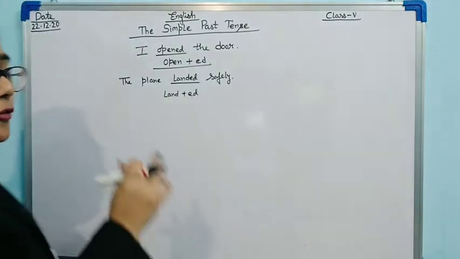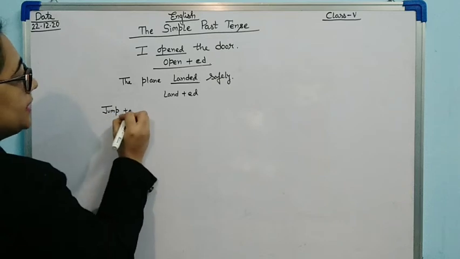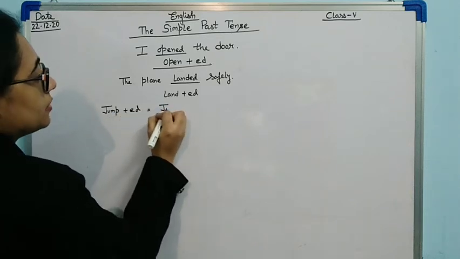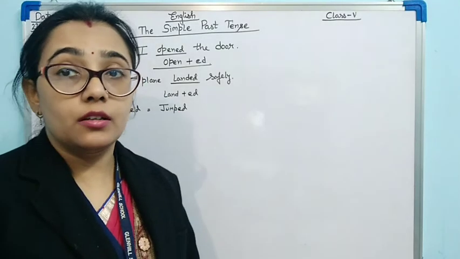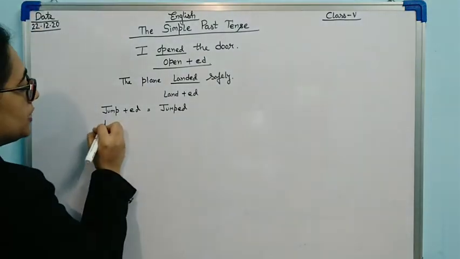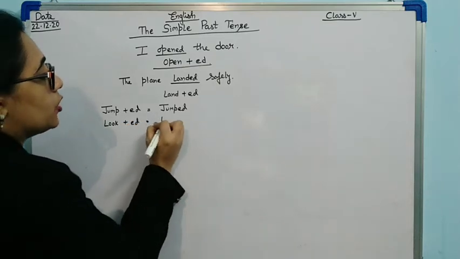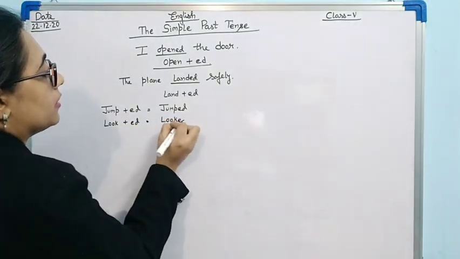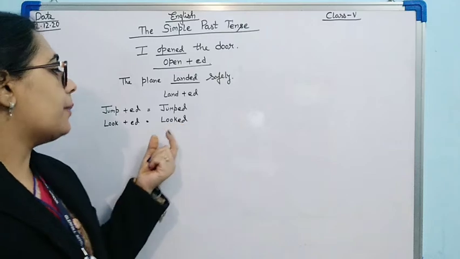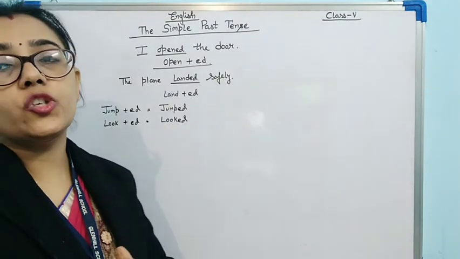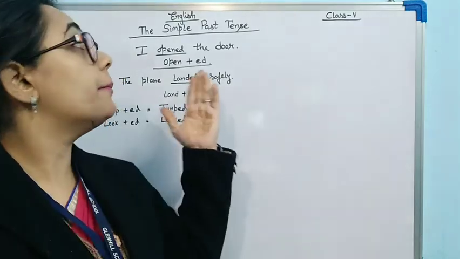Now, another example: jump plus ed, that is jumped. The monkey jumped from the tree. Another example: look plus ed, that is looked. I looked through the window. So just by adding simple ed, we can change the form of the verb, from the base form into simple past tense.